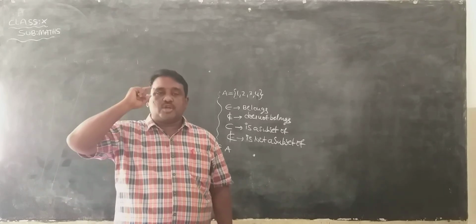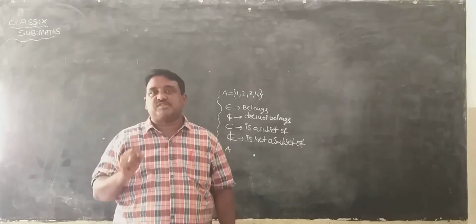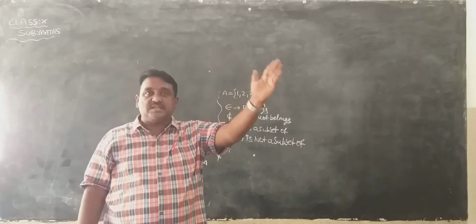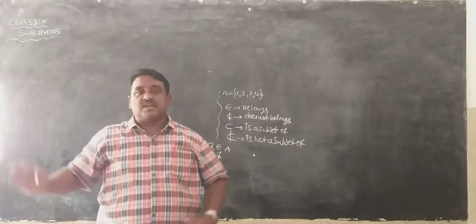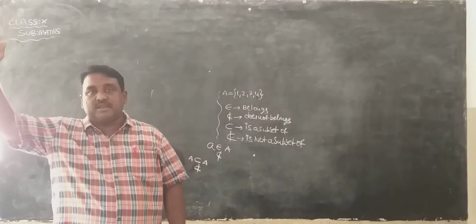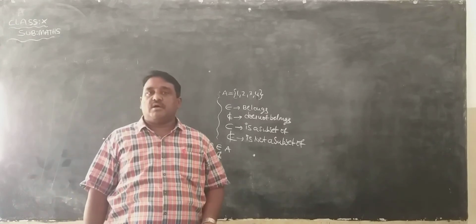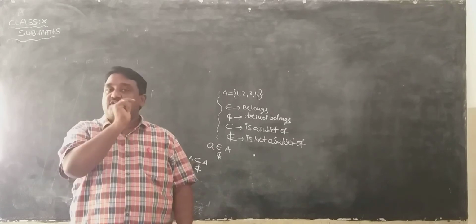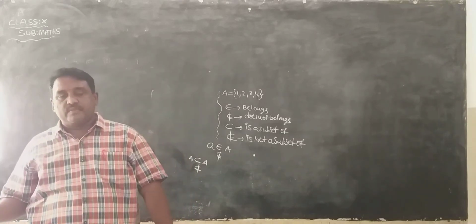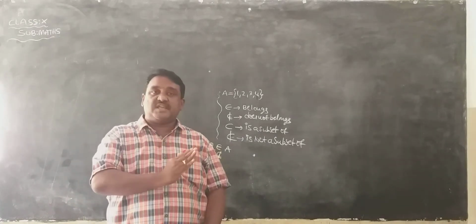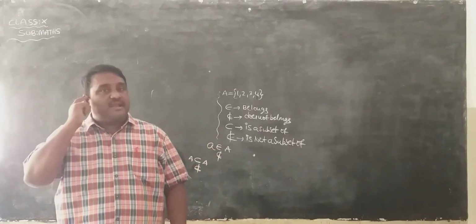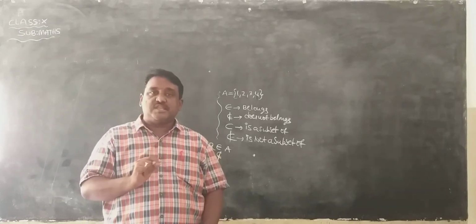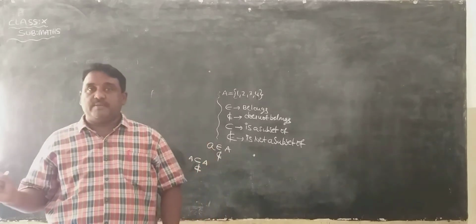And one more topic completed in the last class. It is subset. What is the meaning of subset? Suppose two sets are there. The first set is A, it consists of some elements. The second set is B, it consists of some elements. Then what do we discuss about subset? All the elements of the first set are in the second set, and the second set contains at least one element more than the first set. Then we say A is a subset of B.